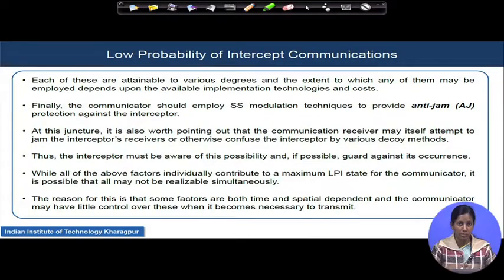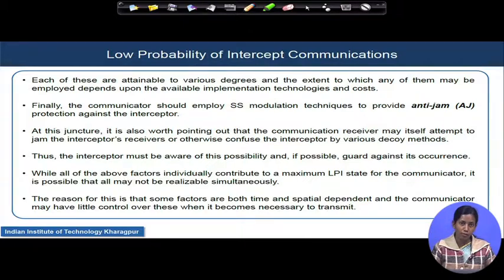And we should say one more thing. In order to be resilient against the interceptors, sometimes the communicator receivers attempt to jam the interceptors if they can locate the presence of an interceptor. If you can locate the location information about that interceptor, the intended communication receiver can also try to jam it.